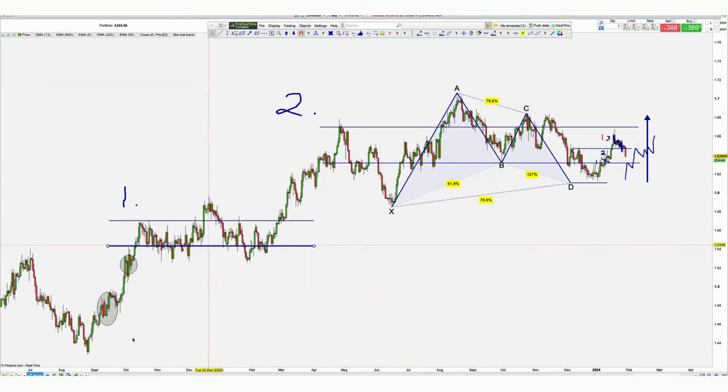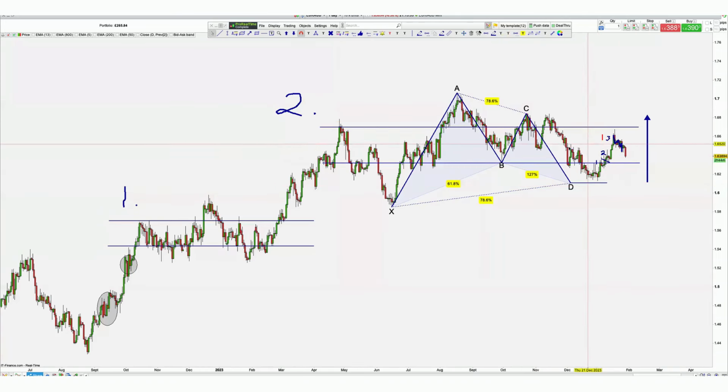So we can see two moves higher, one here, and this is just all chopping around quite nicely. So we had this really nice harmonic X, A, B, C, D down into this area here. And then we've moved away in threes, 1, 2, 3 to the high, and then we've pulled back in 3, this retracement.